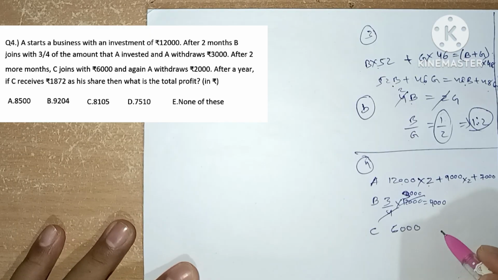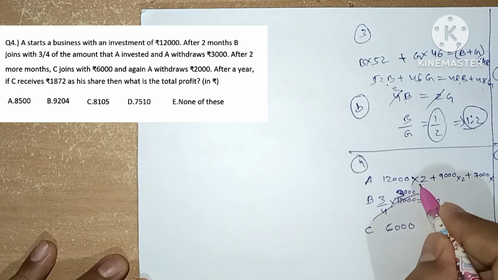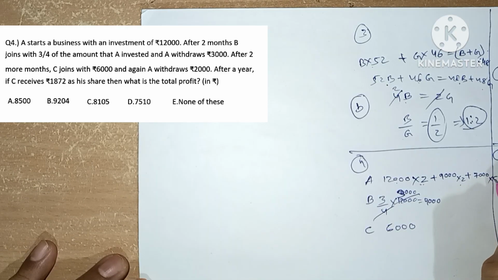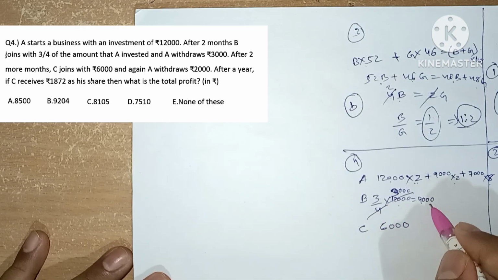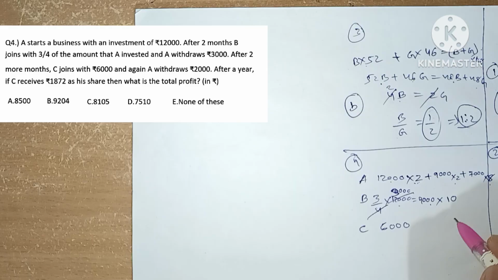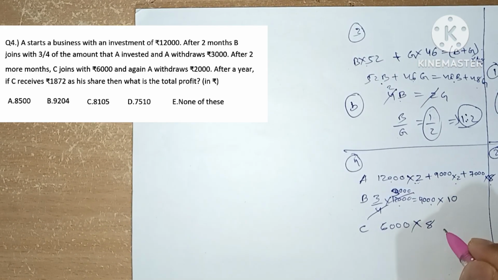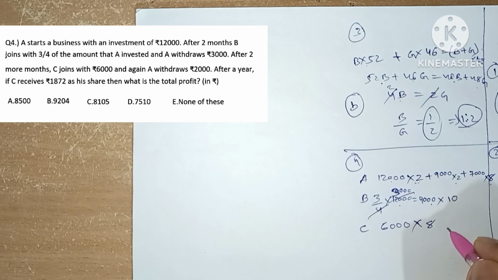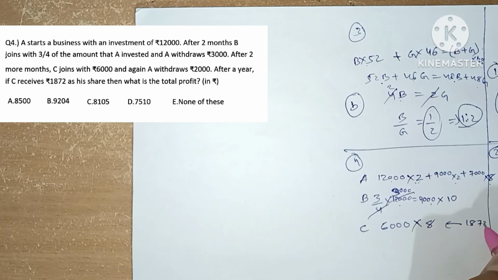So the next statement is given that after a year. So for a year means here we have completed 4 months, means left with only 8 months. Next, this person came after 2 months, so left with only 10 months. C came after 4 months, so left with only 8 months. Now it says that if C receives 1872 as his share, so C got 1872 rupees. Now what we need to find is the total profit.